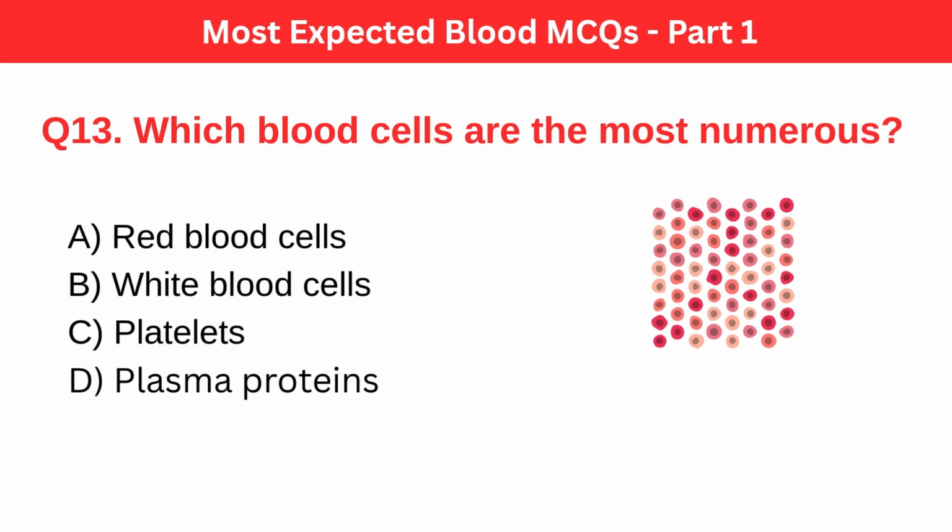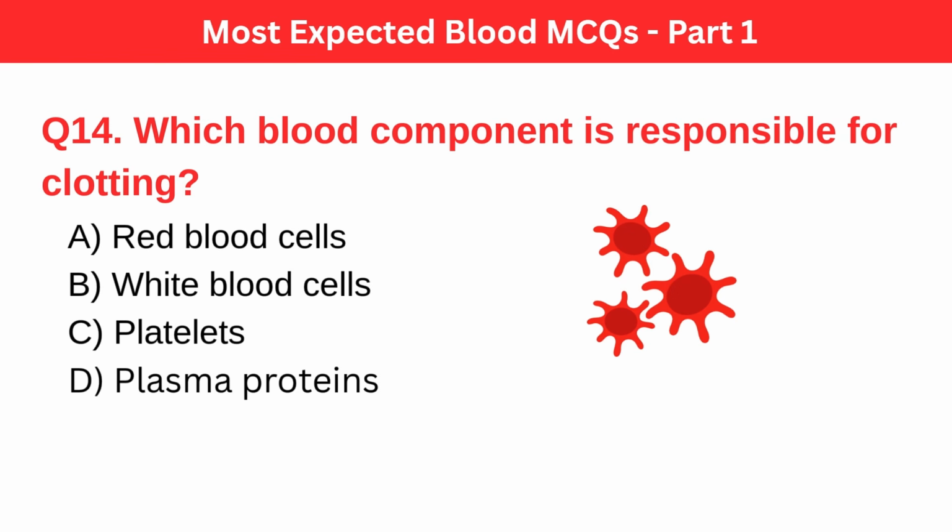Question number 13. Which blood cells are the most numerous? The right option is A. Red blood cells. Question number 14. Which blood component is responsible for clotting? The right option is C. Platelets.